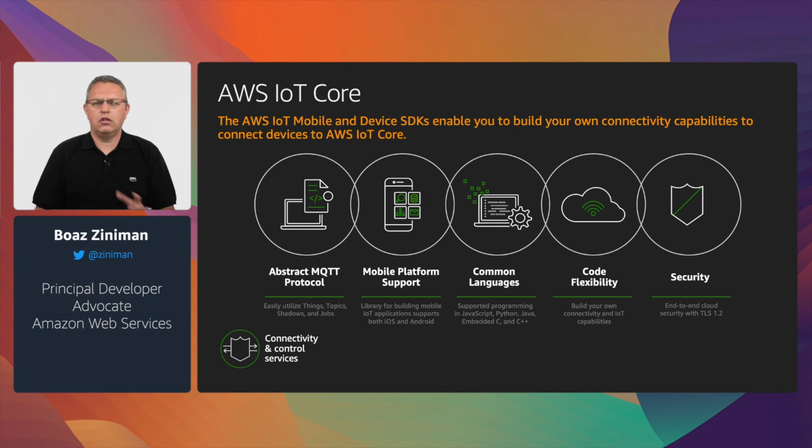And of course, security. This will implement the latest and greatest security protocols, TLS 1.2, to make sure that all the communication you're doing from your application to AWS IoT is fully secured. And of course, the other end is secured as well. So you have end-to-end security by using those devices.